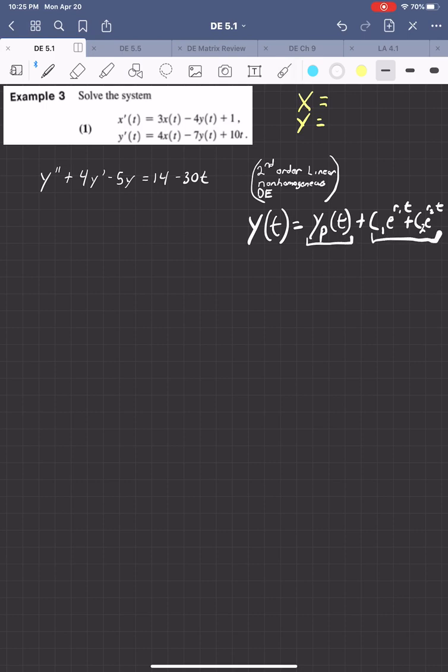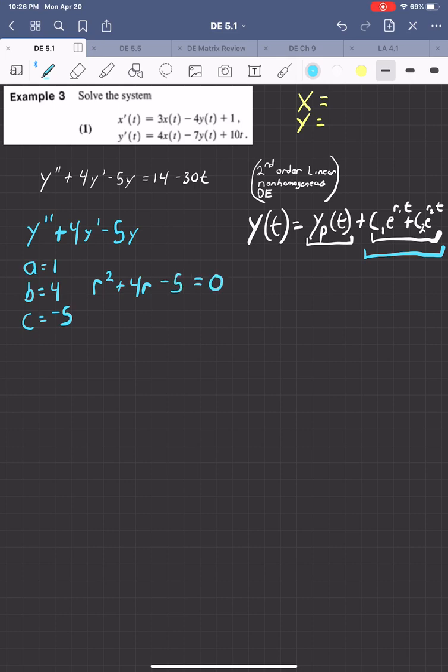Let's start with the general solution to the homogeneous, and that's actually not that bad. So in other words, we'll start off with this part right here. What we would do is take our y double prime plus 4y prime minus 5y, and move to auxiliary form. So let's say a is equal to 1, b is equal to 4, and c is equal to negative 5. The auxiliary form would look like this: r squared plus 4r minus 5. Now remember, this is for the general solution to a homogeneous, so we set it equal to 0, just like we did in the previous sections.